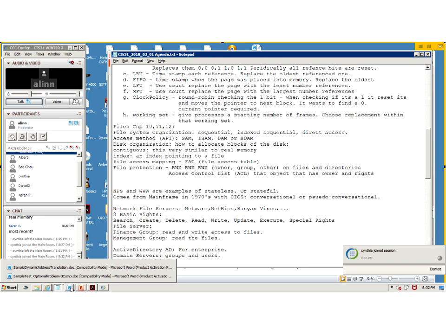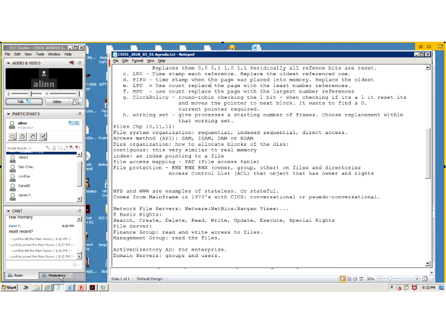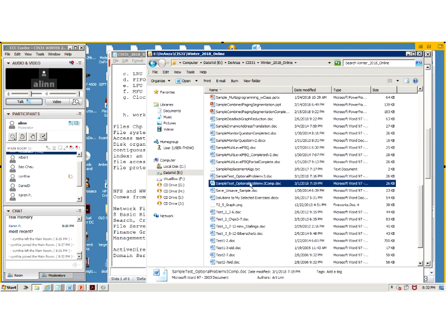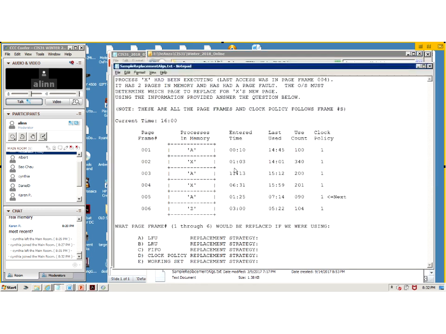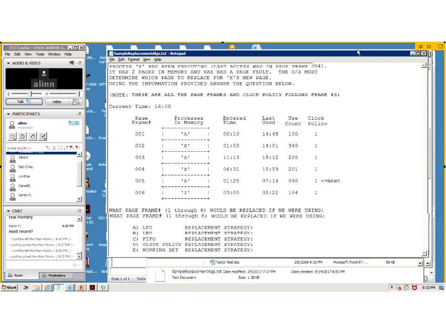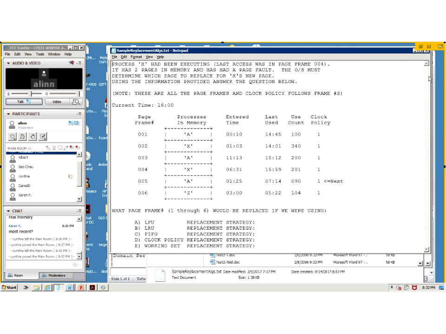Okay, let's look at if I can find a sample of this. I thought I had it out, but I guess I don't. I'll go with the optional one. The optional one is sample replacement algorithms. Here it is. So here's what the problem is going to look like.